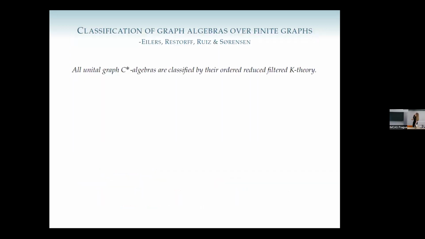Okay, then I will move on to this classification result of graph C star algebras over finite graphs. As I said in the beginning, they are actually completely classified if you just have a unital graph C star algebra, meaning that you have finitely many vertices. The set of edges doesn't need to be finite. But now I'm just assuming that the graph is finite, which is the case for the length spaces. Everything they have been doing has also been extended to unital graph C star algebras, but let's just assume that the graph is finite.